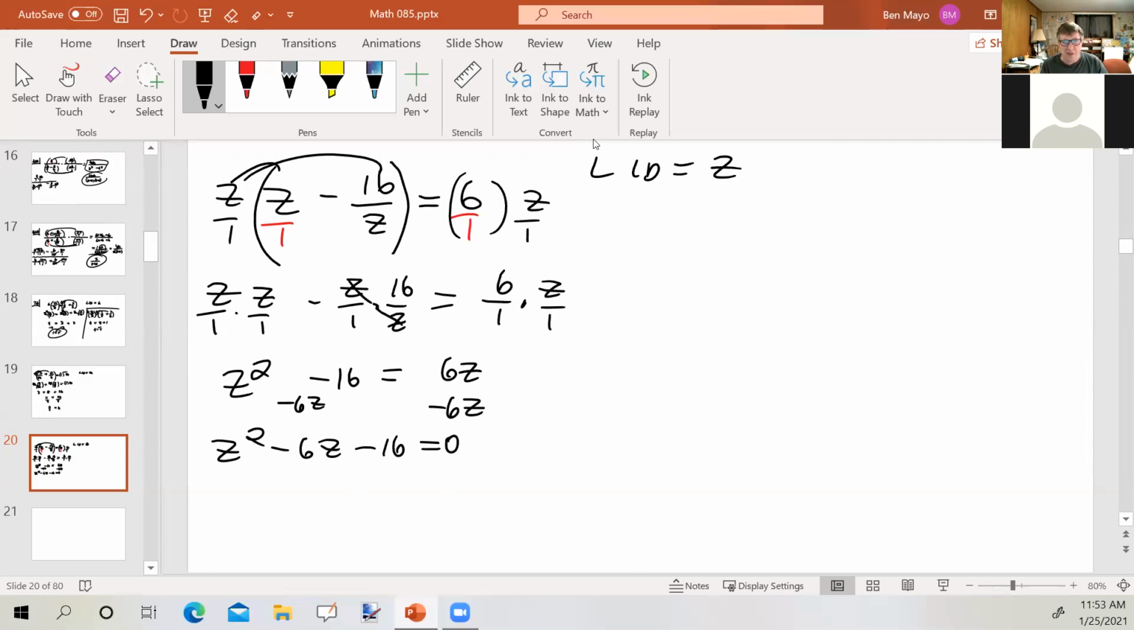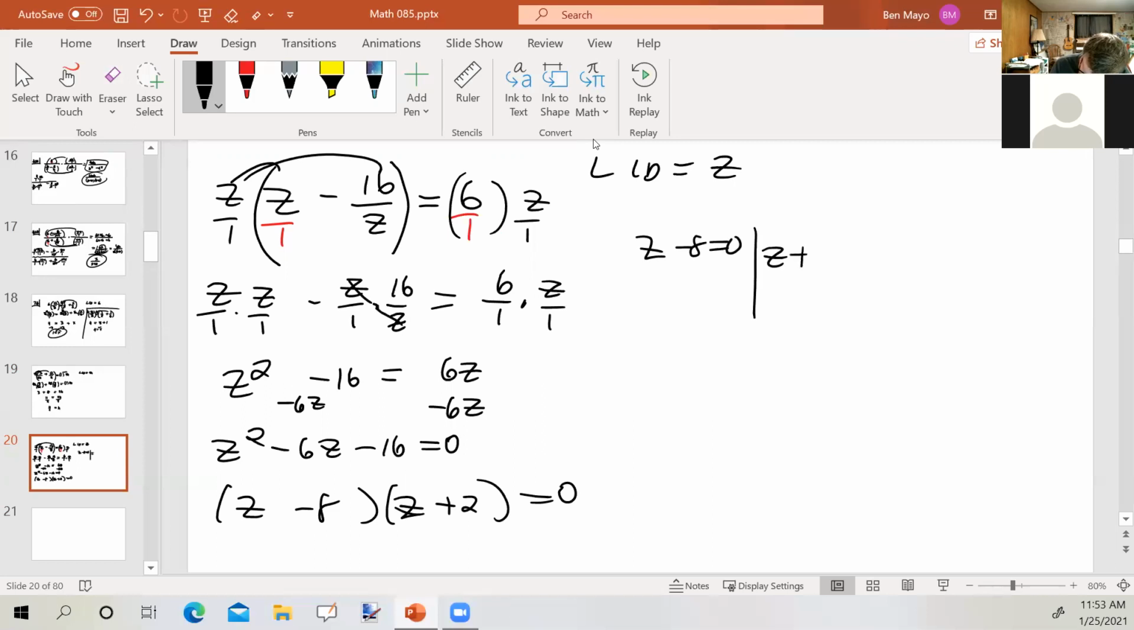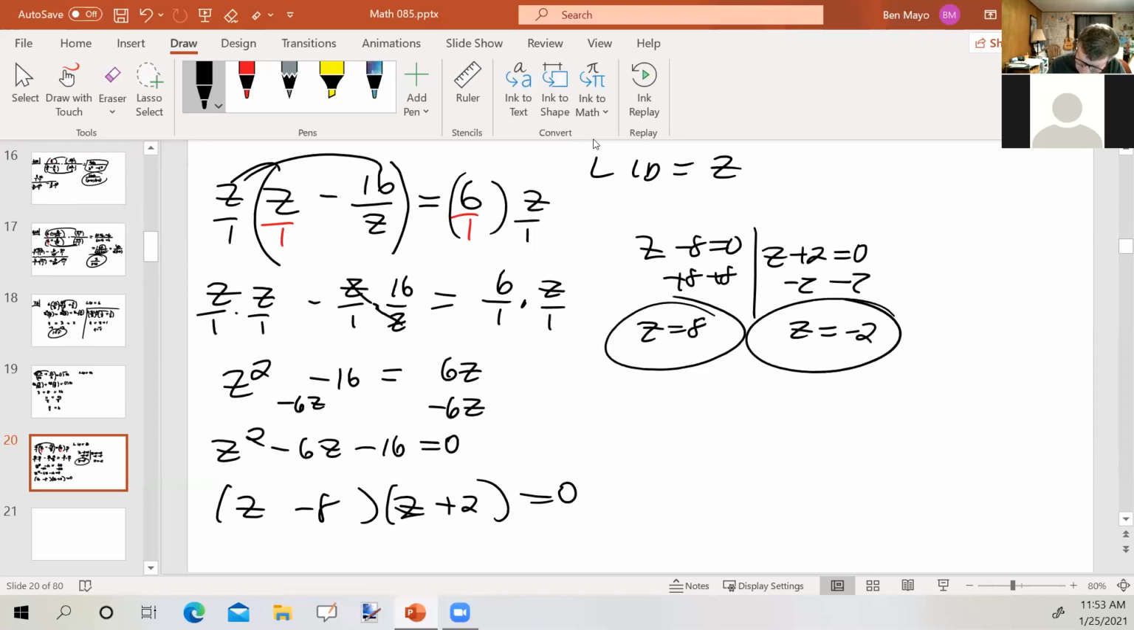Remember this from chapter 6, not all that long ago? I can factor this. Let's see here. How about a minus 8 and a plus 2? So if z minus 8 equals 0, z plus 2 equals 0, add 8 to both sides, z equals 8. Subtract 2 from both sides, z equals -2. So I get 8 and -2. That's my two solutions. Any questions before we go on? All right, we'll continue then.